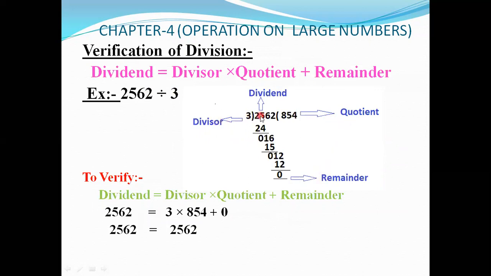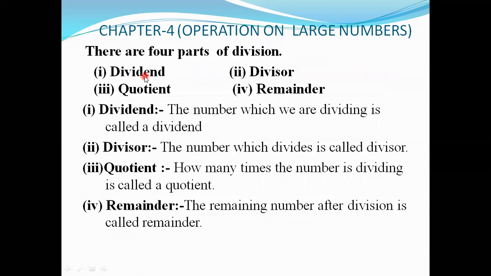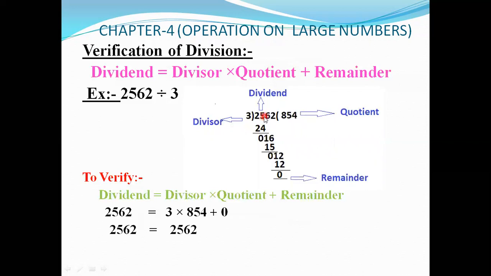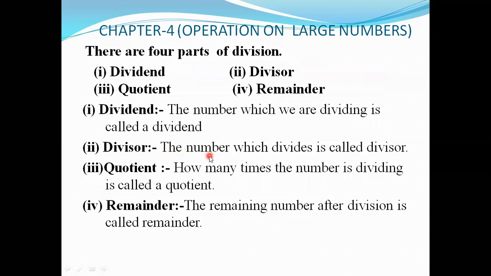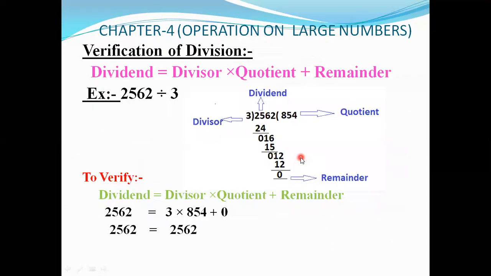Here is the dividend, here is the divisor, here is the quotient, here is the remainder. The number which is divided is called the dividend, and the number which divides is called the divisor, and the quotient is the number of times. And here the remainder is 0. Which number are you dividing? This number, 2562. So this is the dividend. And what is the divisor? The number which divides is called the divisor. This number is 3. So 3 is the divisor.